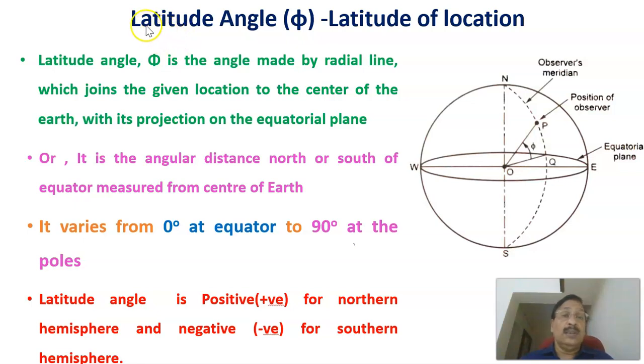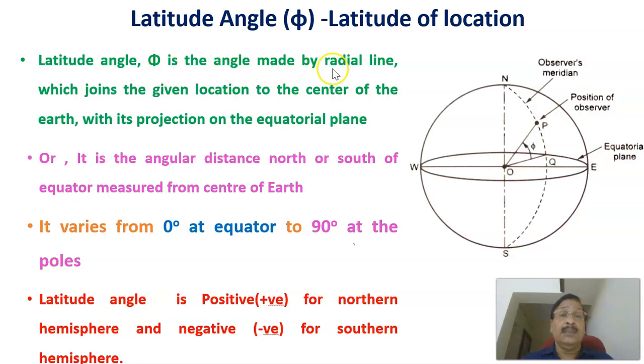Let us see the first one, latitude angle, that is represented by phi, or that is the latitude of the location. The latitude angle phi is the angle made by the radial line which joins the given location to the center of Earth with its projection on the equatorial plane. For example, for this point, to find the latitude angle, its projection is taken on the equatorial plane, at this one.